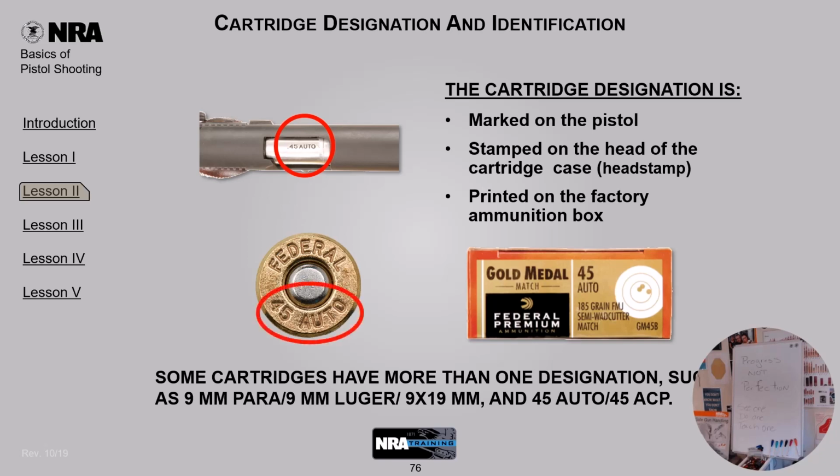stamped on the head of the cartridge case, the head stamp. This is true for center fire cartridges, but it could not be done on rim fire cartridges. And then it is also on the box, printed on the factory ammunition box. All of these things must match in order for you to have it work in your gun.